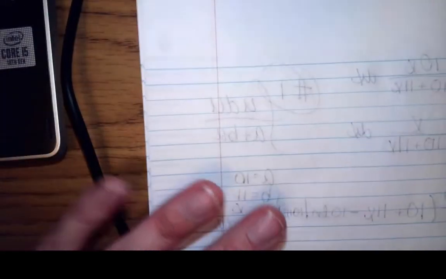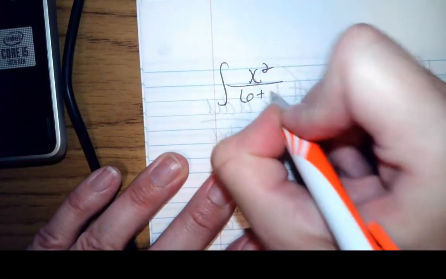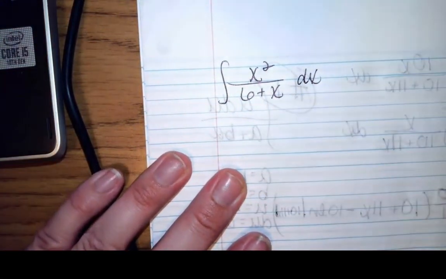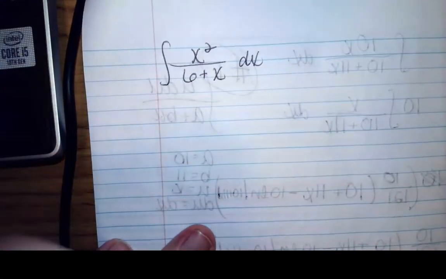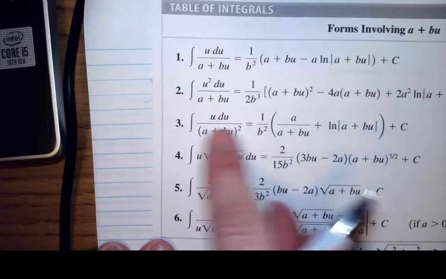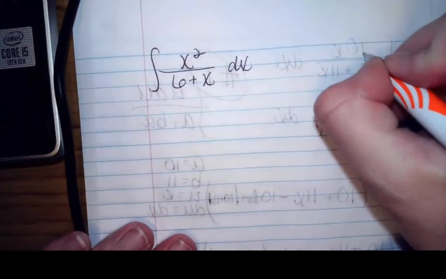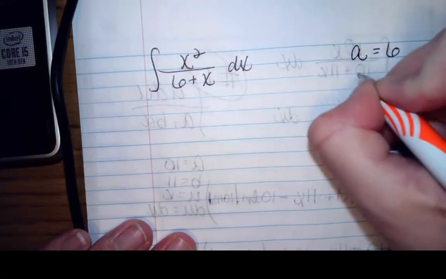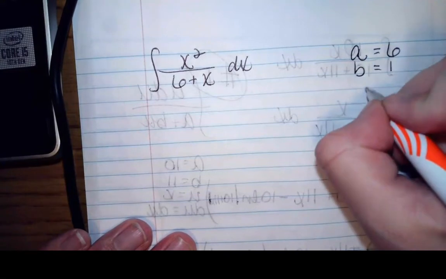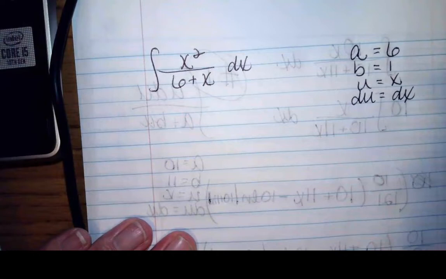So let's look at number 4. So I got an x squared over 6 plus x. So x squared over 6 plus x dx. So again, I'm looking for something being squared over just the addition. So I'm looking through here, so it's going to be number 2 again. Okay, so what's my a? My a is 6. My b is 1. My u is x. My du is dx.